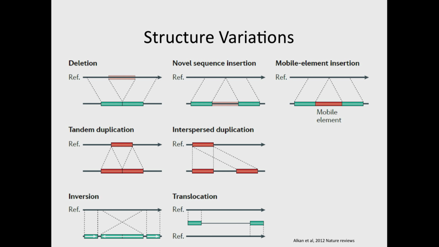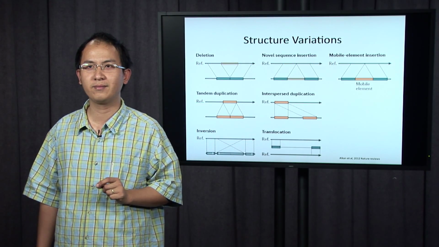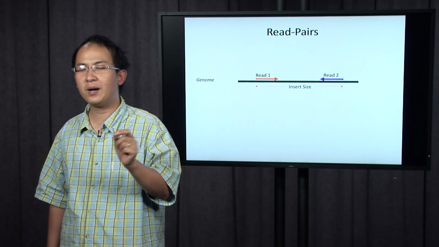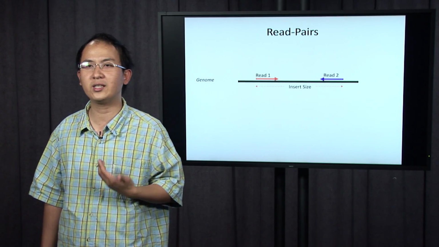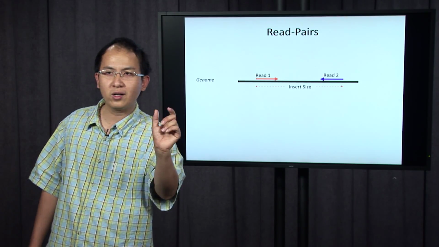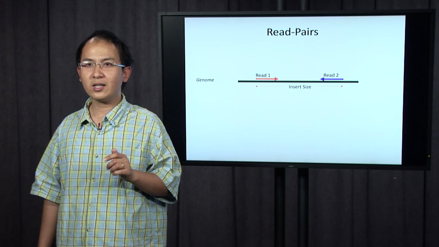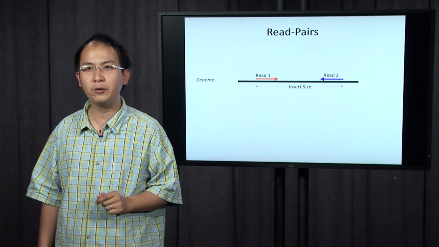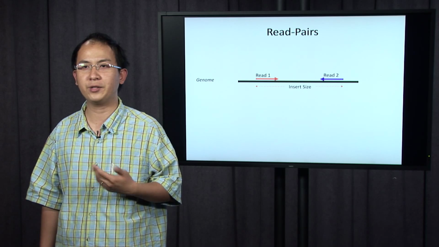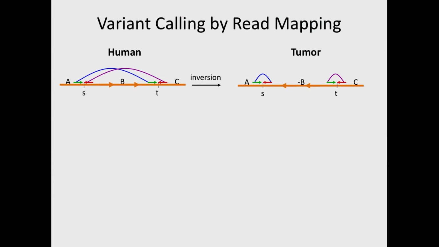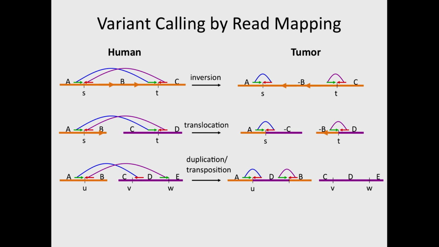The question is, can you use the approach of mapping to identify these variations? Well, you remember read pair sequencing that we discussed in assembly. We have read 1, read 2 separated by a distant insert size. It turns out that read pairs are very useful in detecting these structural variations. For example, inversions, translocations, duplication, or transposition can be detected using the mapping approach.